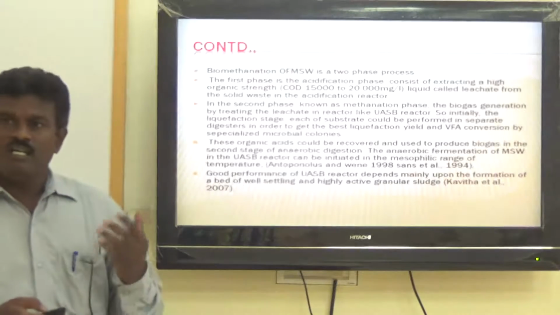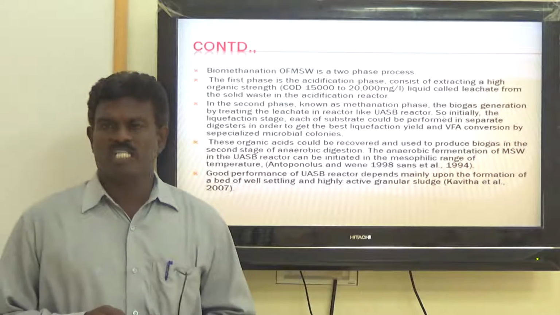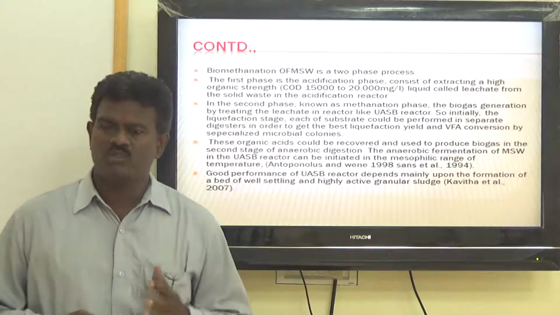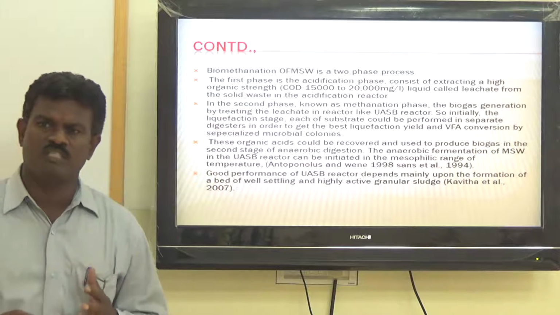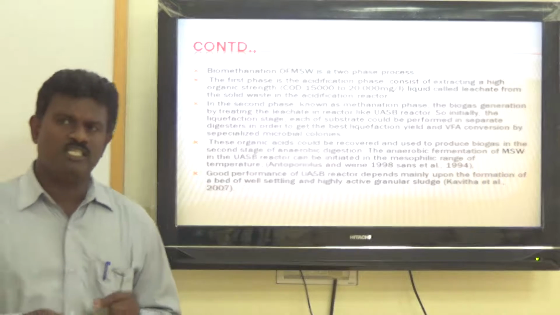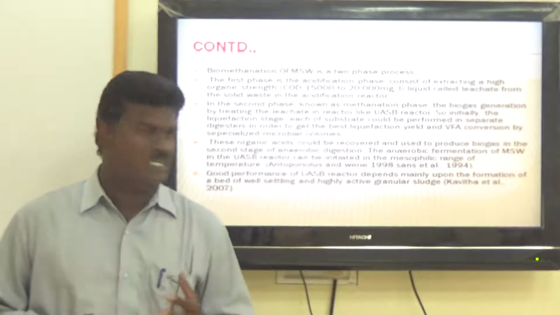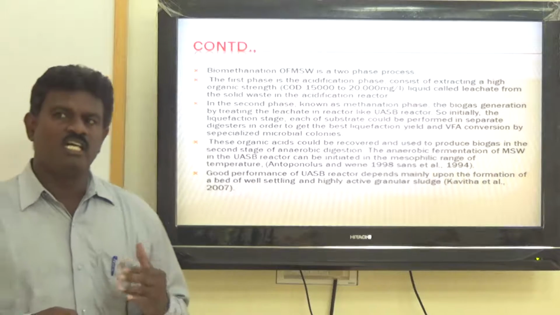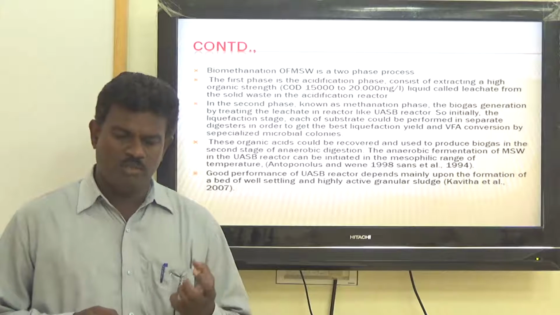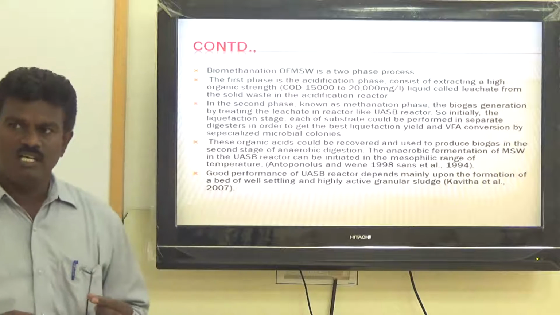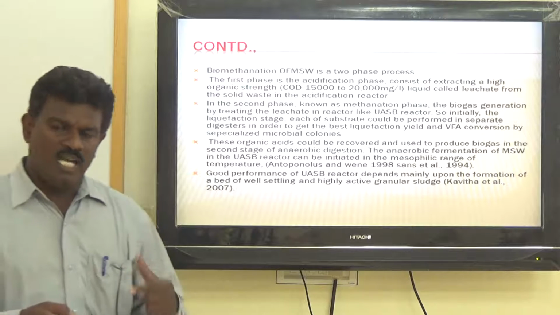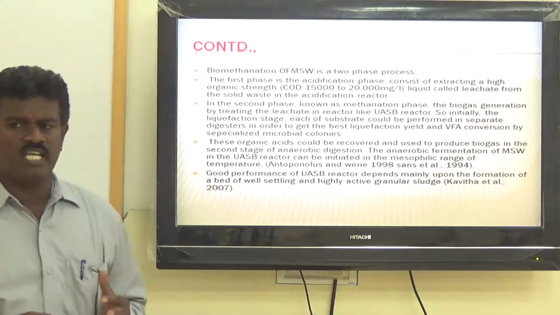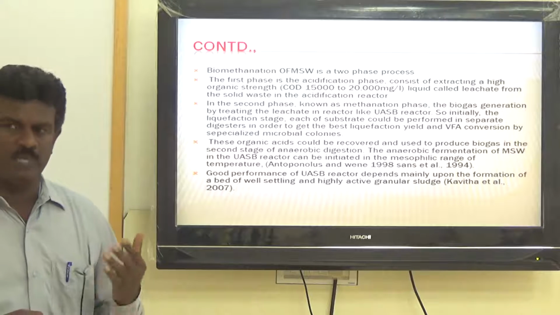Next one, the main topic, is biogasification. The biogasification is basically classified into two important stages. First one is the acidification stage, second one is the methanation stage. In the acidification stage, 6 weeks are needed. In the first week and second week, the biodegradable waste produces some amount of leachate. This leachate is finally diluted and converted into acetic acid. Finally the acetic acid is taken to the UASB reactor.